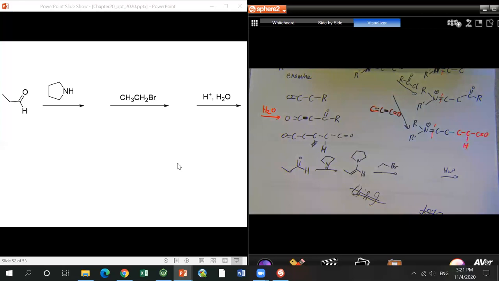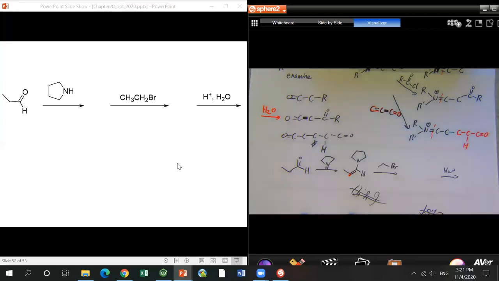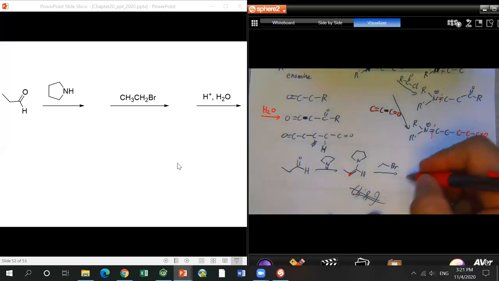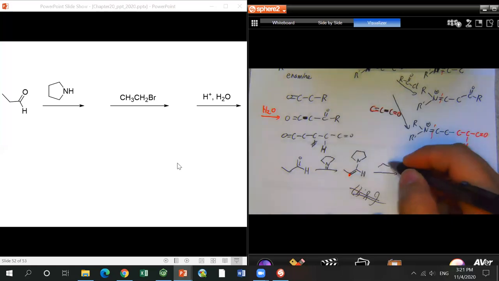And then second, do the alkylation. Keep in mind that the real reaction happens on this carbon, which we call the alpha carbon. So this one acts as a nucleophile to replace the Br.